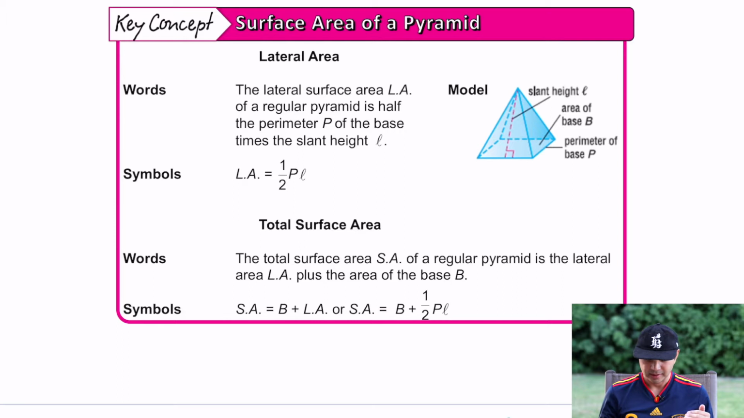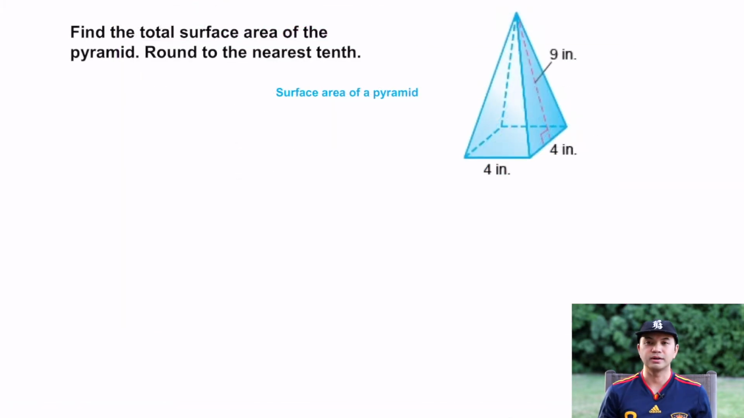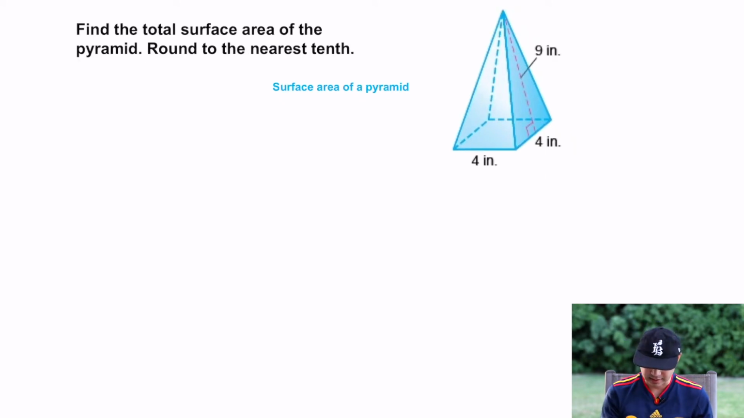Okay, so that is only for regular pyramids. If you don't have a regular pyramid, you would have to find all the separate sides separately. But for this case, most of the examples here are going to be regular pyramids. Okay, so let's look at our first example here. Find the total surface area of the pyramid, round to the nearest tenth. This looks like a regular pyramid because the base is 4 and 4.